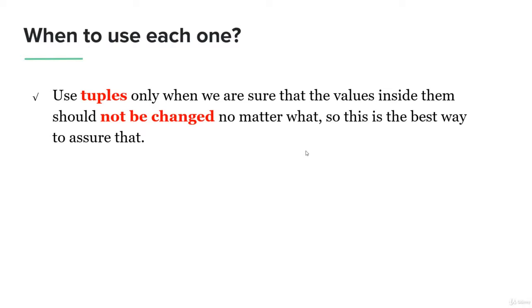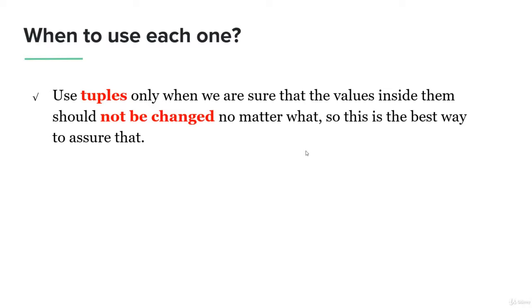We want to create some variable or some container. Now for the tuples, we use them when we are 100% sure that the values inside the container we want to create shouldn't be changed no matter what. So using the tuple is the best way to ensure this, right?